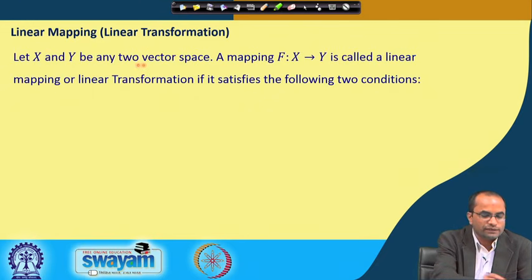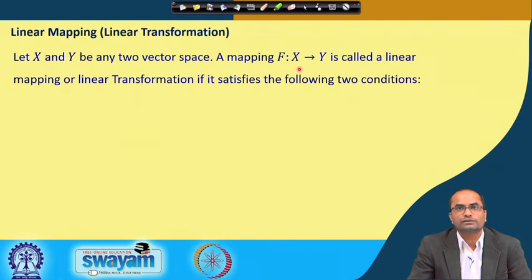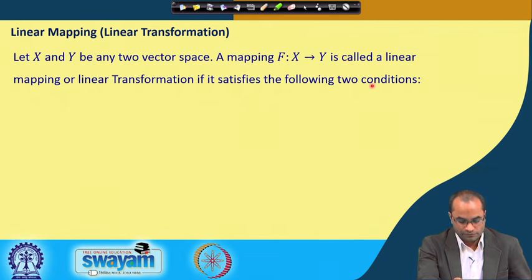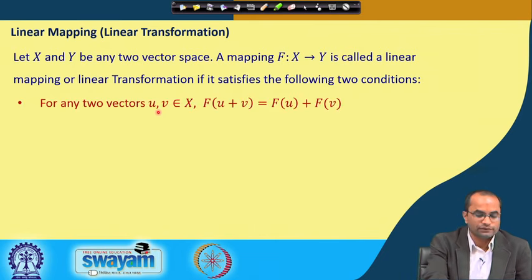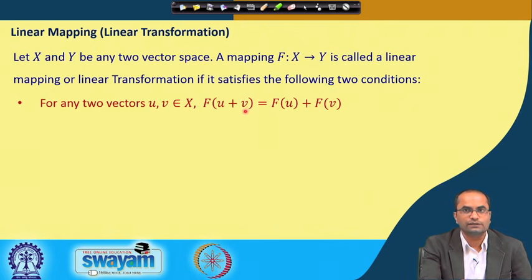So, X and Y are two vector spaces, and a mapping f from X to Y is called a linear transformation or linear mapping if it satisfies the following two conditions. So, what are these conditions? For any two vectors u and v from this vector space X, if we apply this transformation f on u plus v, this should be equal to f(u) plus f(v). So, that is one of these two conditions required to say that this is a linear transformation.